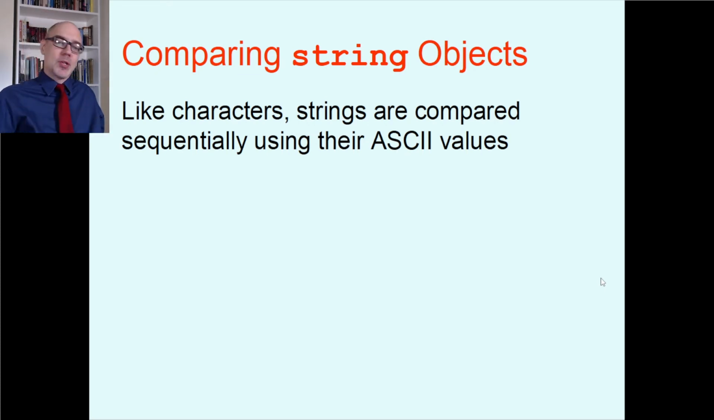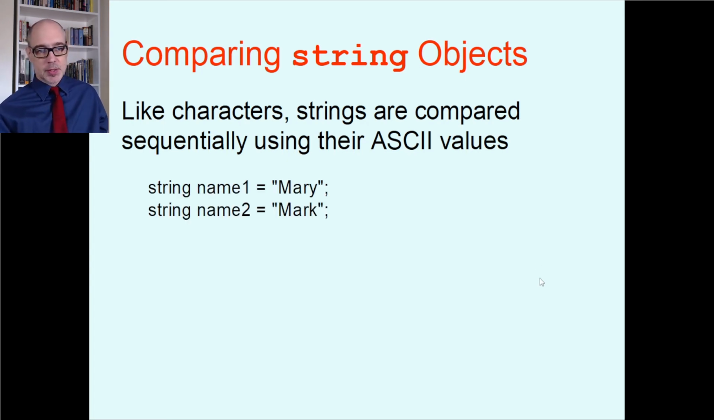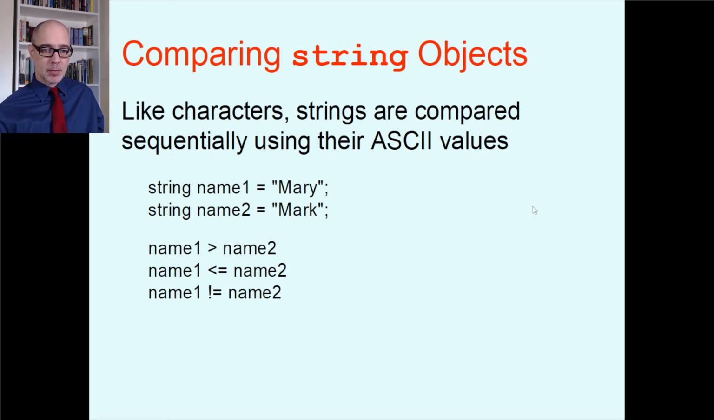Remember, a string is a bunch of characters. That example was just comparing one character at a time, but it more or less works the same way. Like characters, strings are compared sequentially using their ASCII values. So once again, you can just make two strings. Here I've made a string name1, which is holding Mary, and a string called name2, which is holding Mark. And you can still compare these by just throwing down relational operators.